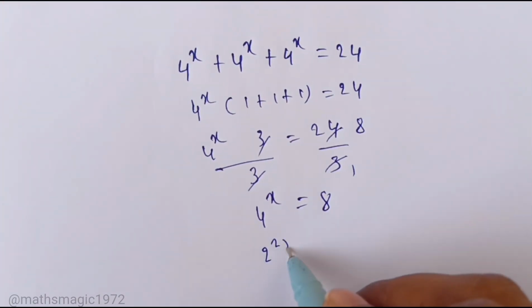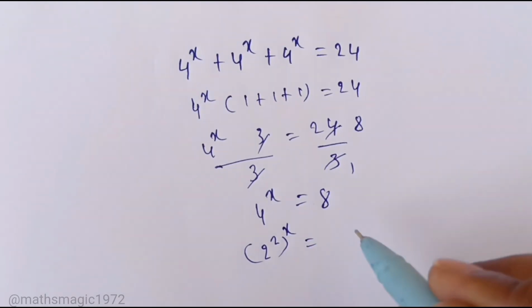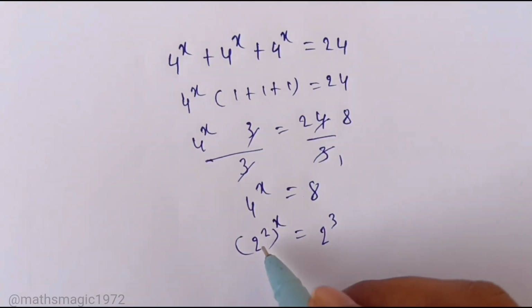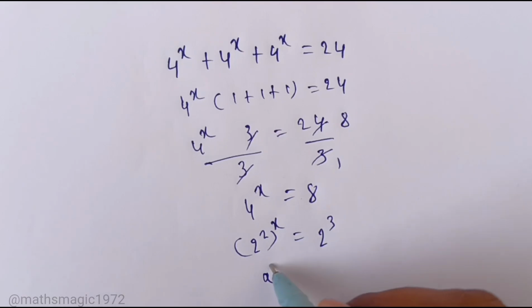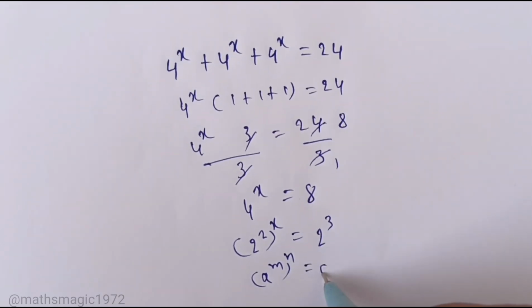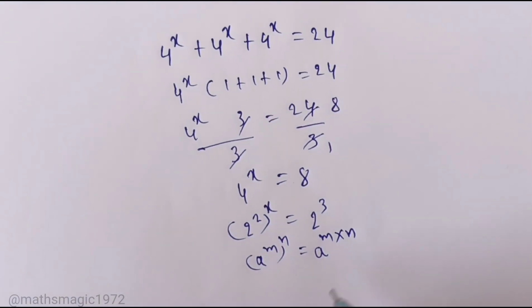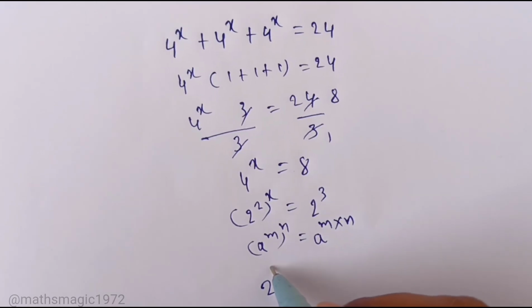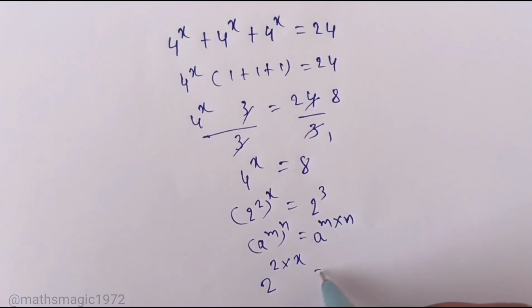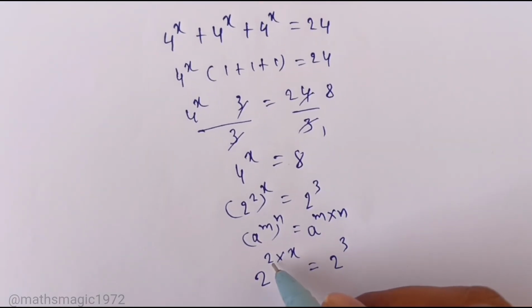4 we can write as 2 squared, to the power of x. 8 we can write as 2 cubed. It is in the form (a to the power of m) all to the power of n is equal to a to the power of m times n. Therefore 2 to the power of 2 times x is equal to 2 cubed.